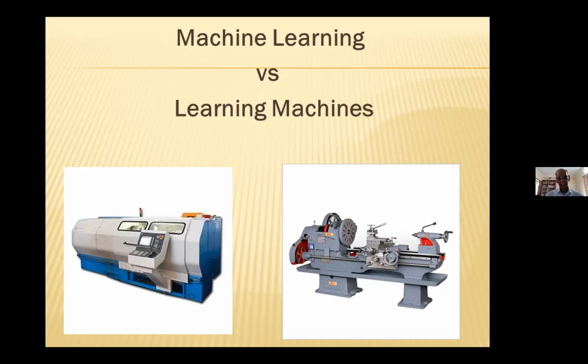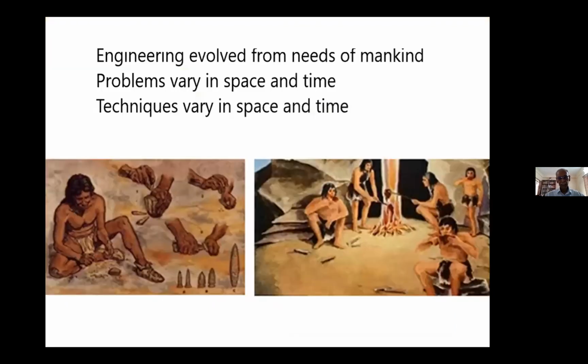Now we look at a brief genesis of engineering. Engineering evolved from the needs of mankind, and problems vary in space and time. And the solution techniques also vary in space and time. In different countries and different times, people have faced problems and they have solved their problems in their own ways.